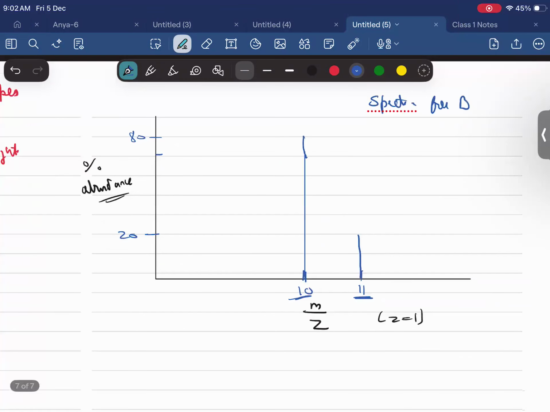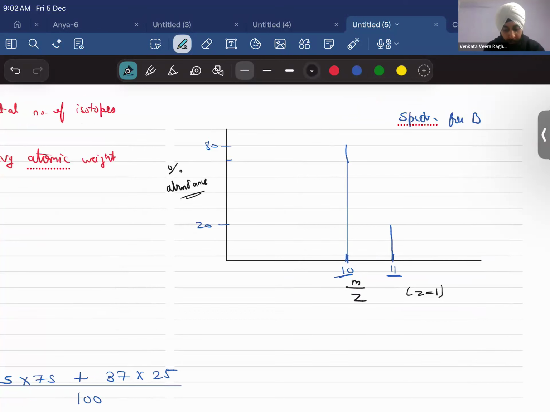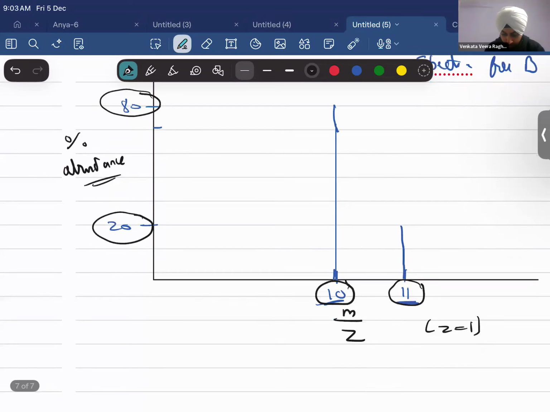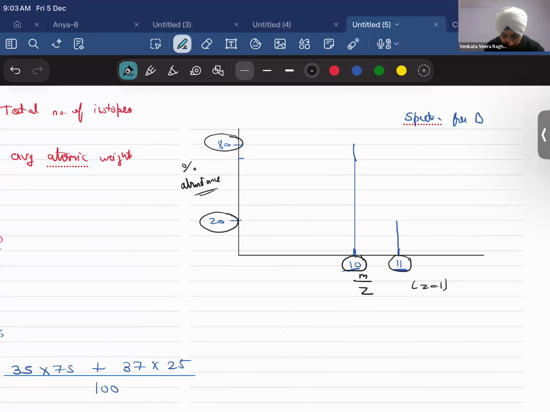And then how to find out the average atomic weight for boron? From seeing the graph, we know that we are having mass number 10, and mass number 10 is present as 80% in nature. And mass number 11 is present 20% in nature. So to find out the average atomic weight, we just have to do 10 into 80 plus 11 into 20, divided by 100, which is the total percentage. Isn't it?